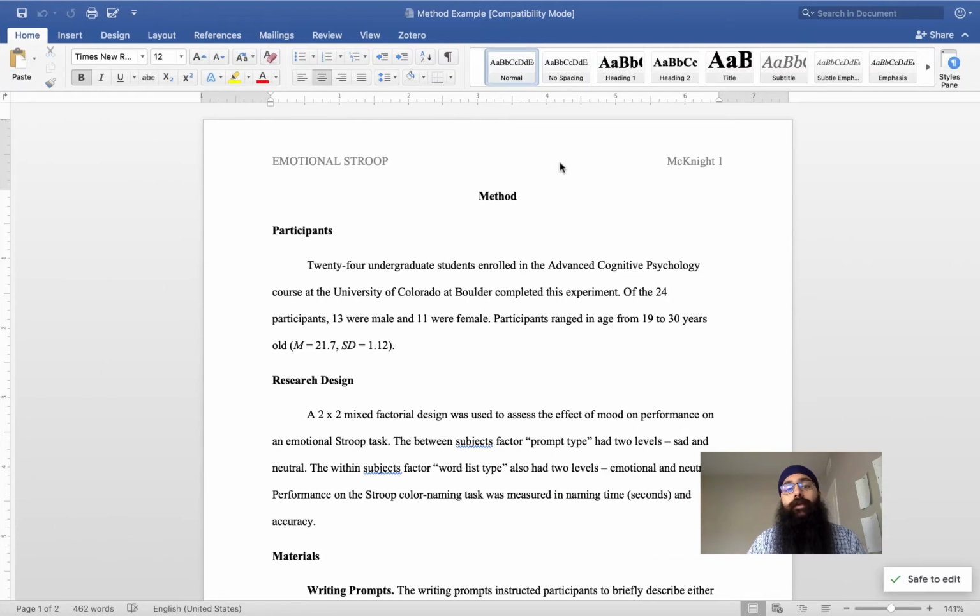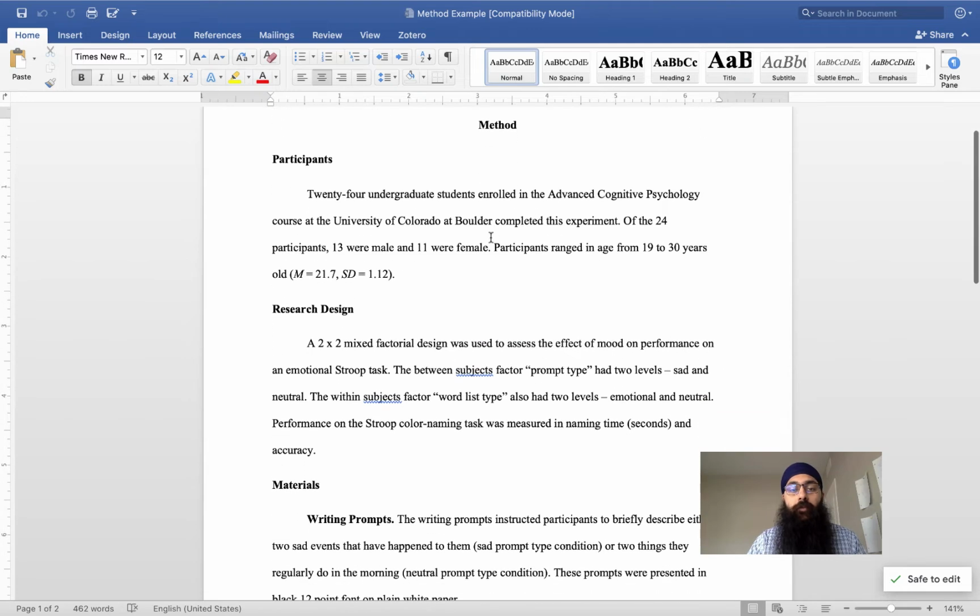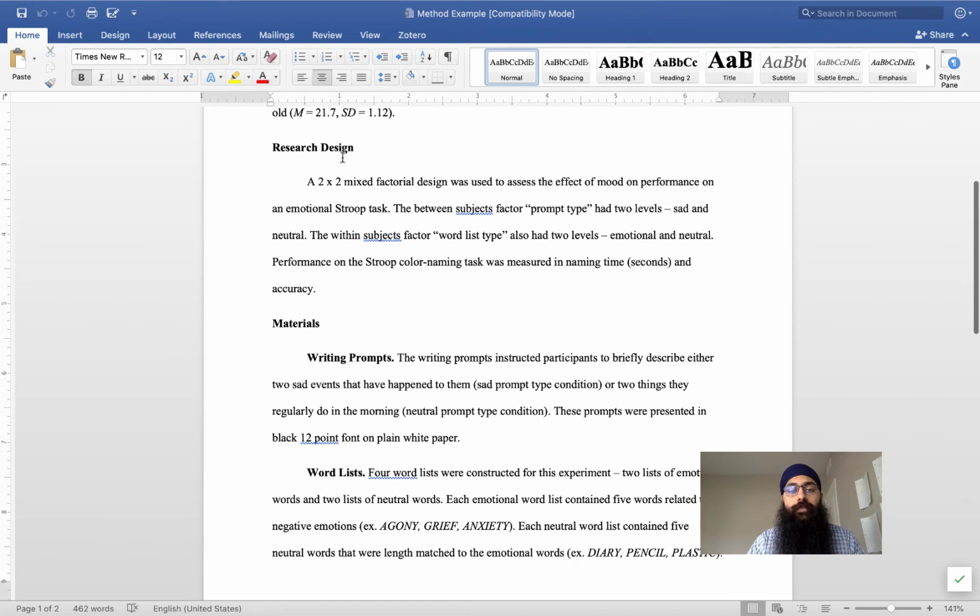Let's now look at a method section for a task like the flanker or the multitasking task. So here we have a method, and we have a participant section. This person had 24 undergraduate students enrolled in advanced cognitive psychology. This person has a research design assessing mood on performance of an emotional Stroop task. Just a reminder, this is not your task. So make sure you are pulling in the information from the flanker and the multitasking task and bringing it into a new draft.